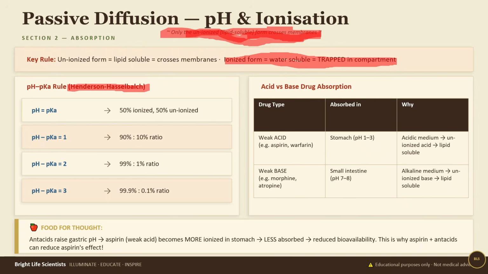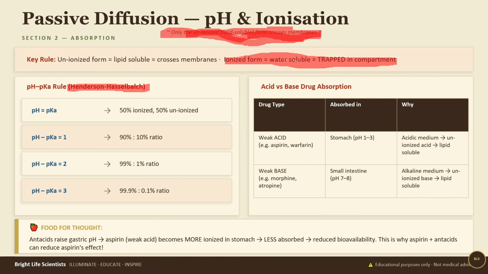For weak bases, drugs like morphine and atropine, these are predominantly unionized in an alkaline environment. In the small intestine, the pH is usually between 7 and 8. That is alkaline. So morphine becomes unionized there and gets absorbed in the small intestine.